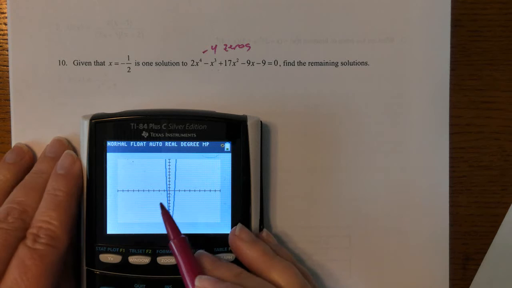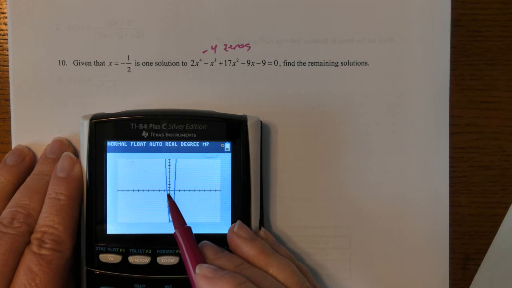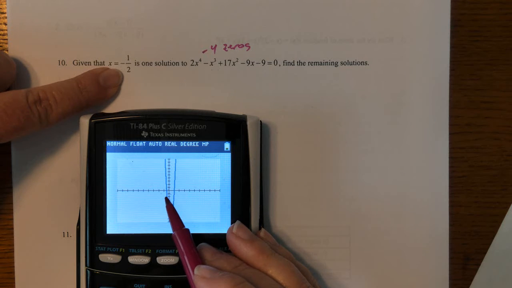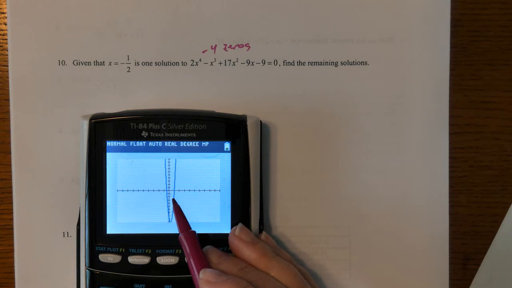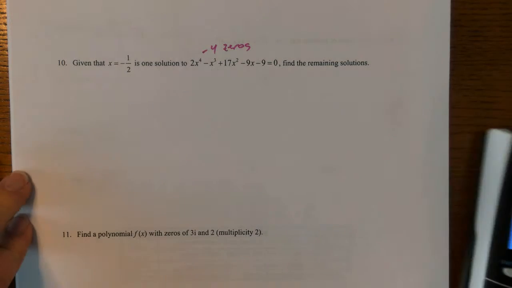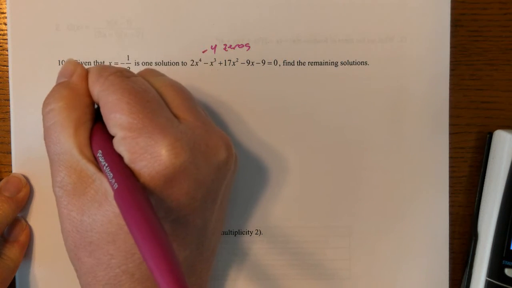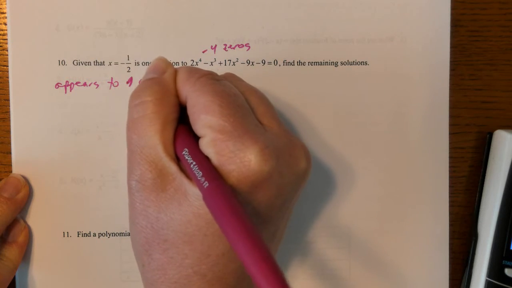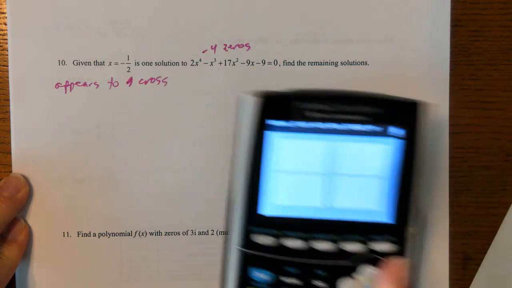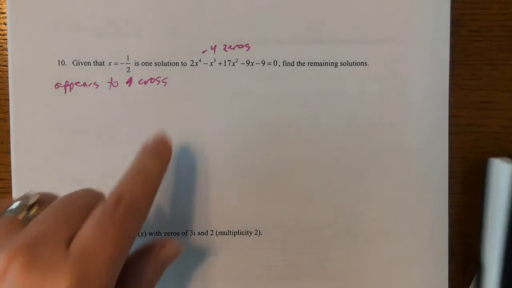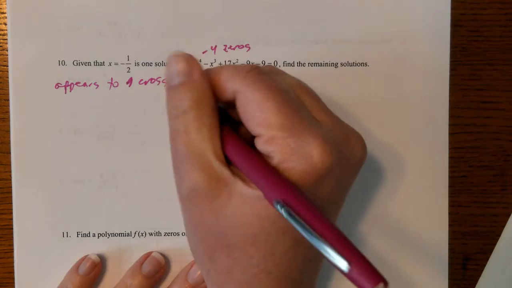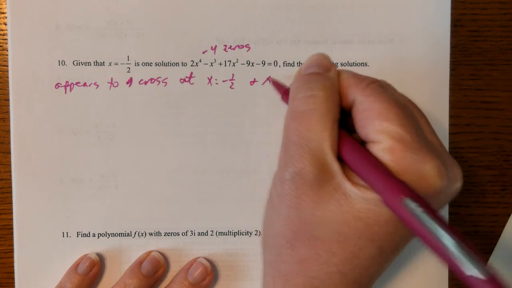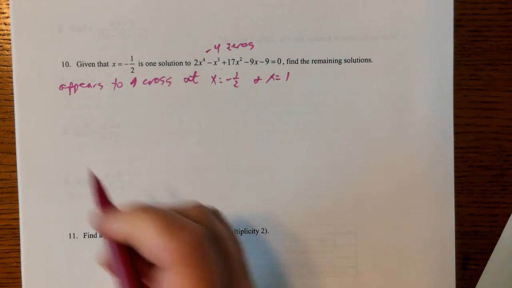Sure enough, it does look like it touches x at negative 1/2, which it should, because they told us that was one of our solutions. It looks like positive 1 is another one. Okay, so I'm going to make a note here. Appears to, actually it crosses the x-axis, which means since it crosses, it's probably just each of them got used once, multiplicities of 1, at x equals negative 1/2 and x equals 1. So let's try synthetic division on those.